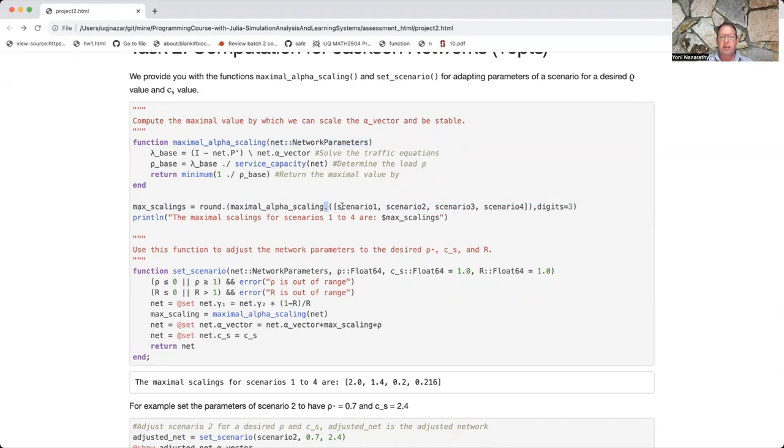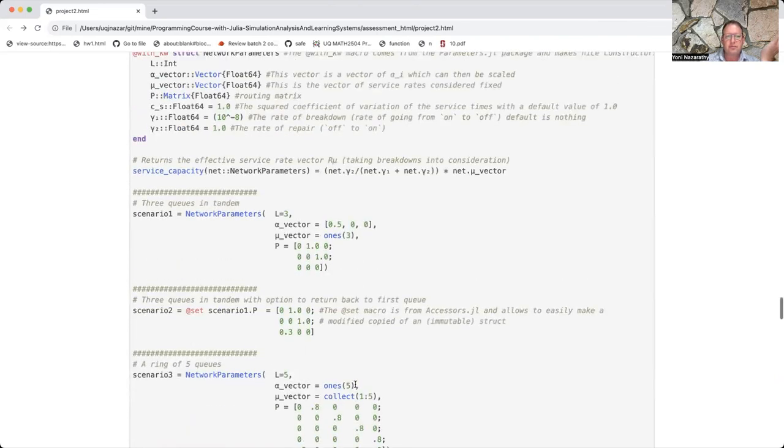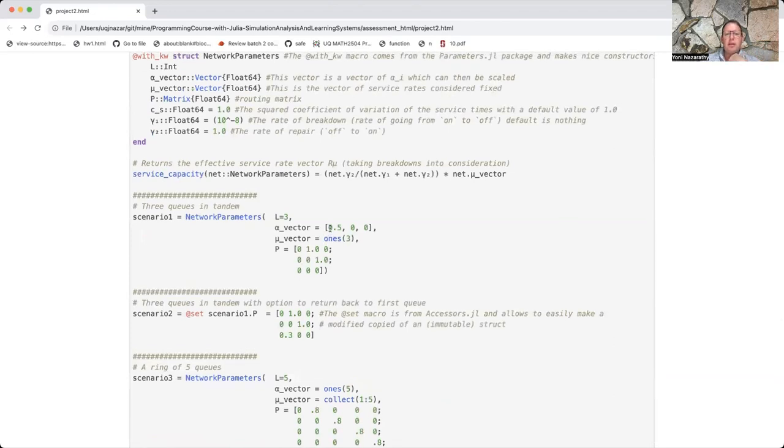So we just use a broadcasting operator to apply it for the 4 scenarios and round to 3 digits. So it says, like, the first scenario you can scale by 2.0, the second scenario you can scale by 1.4, and the third scenario by 0.2, and etc. Now, how do we interpret, for example, this 2.0? Let's go to this first scenario. This 2.0 means that you can multiply this by up to 2.0 and still stay stable.